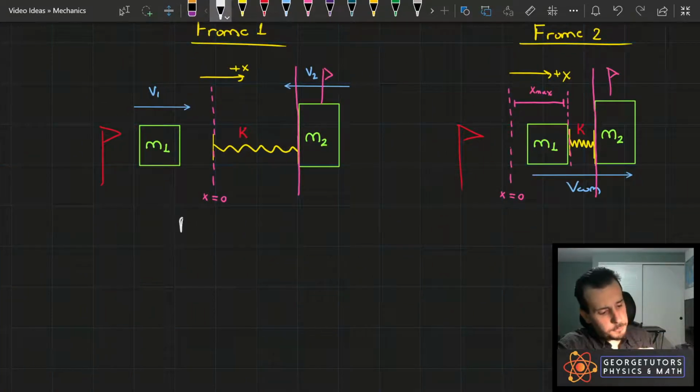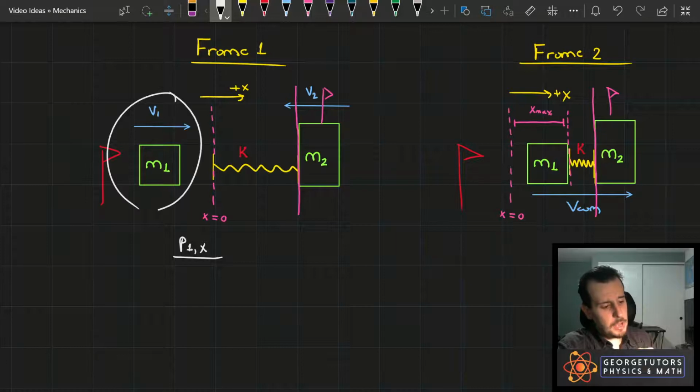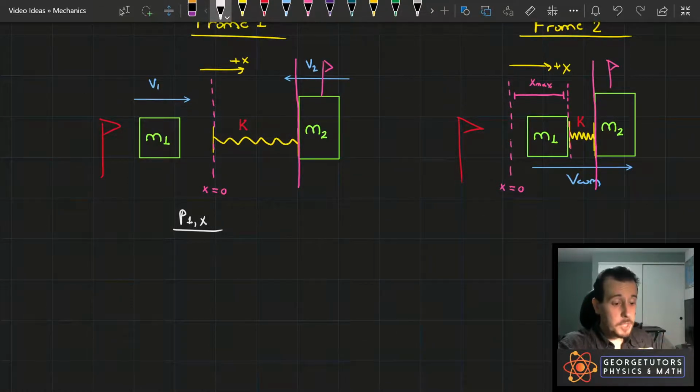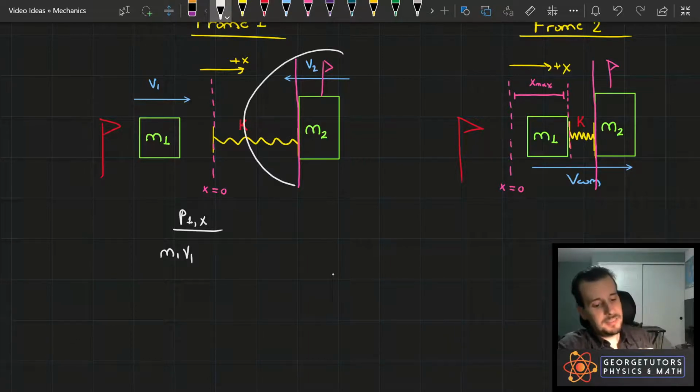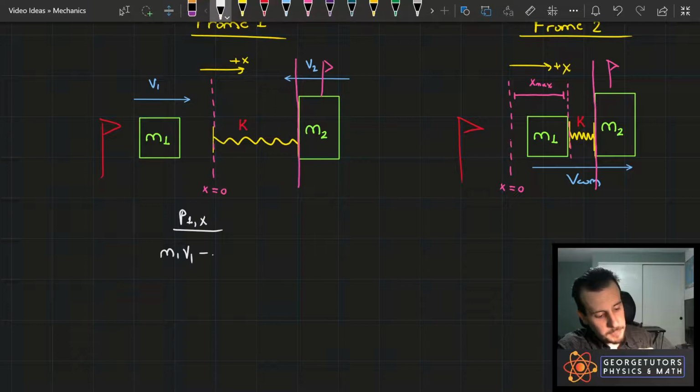And now for the first frame, what I gotta do is find the initial momentum along the x direction. So P1x is what I'm looking for right here. Looking at M1 right now, his velocity is aligned with my choice of positive. So M1 will have a positive momentum and the value of it will be M1 V1 simply. The opposite is true for M2, which has an opposite directed velocity to my choice of positive. So it will have momentum negative and worth M2 V2.